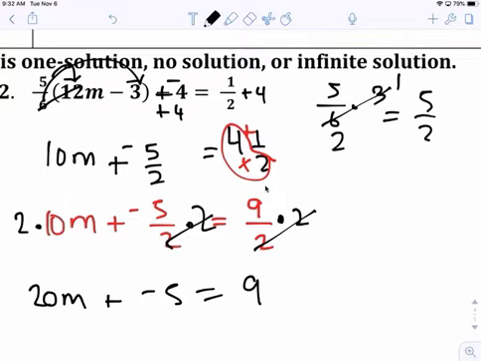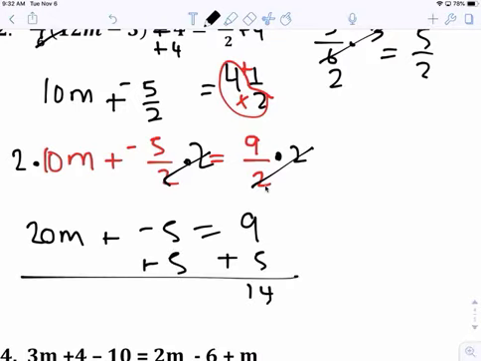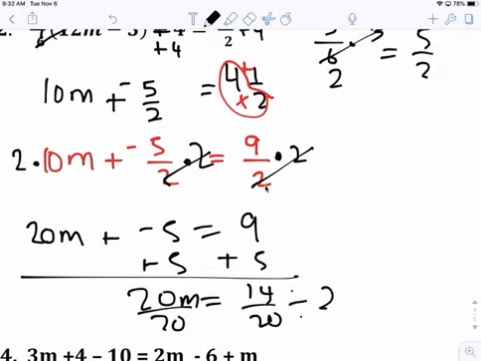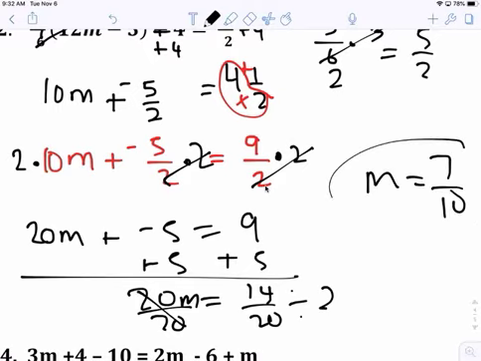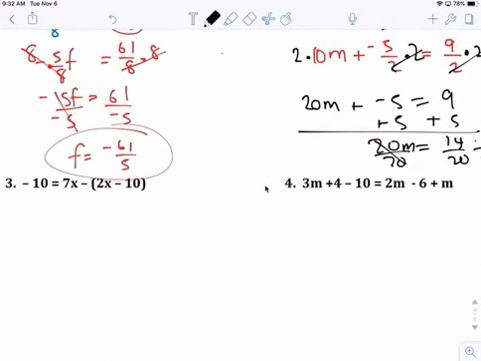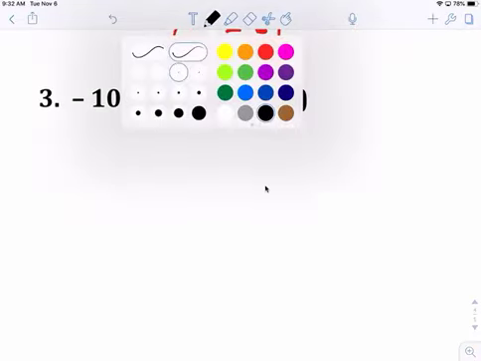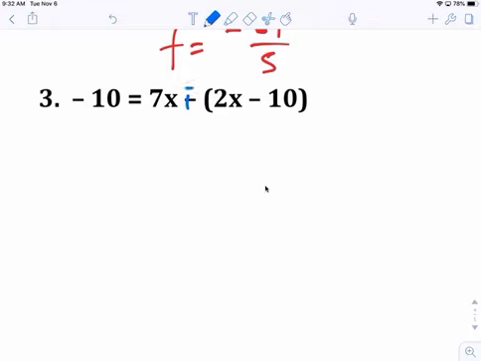I hope I didn't make a mistake. If I did, you guys get a free homework pass. Plus 5, 9 plus 5 is 14. It's 20. Divide by 20. Reduce by 2. Yeah, m is 7/10. I hope I did it right. If not, I hope one of you catches it to get a free homework pass. I'm not going to go back and look at it. You guys can catch me if I make a mistake, okay?